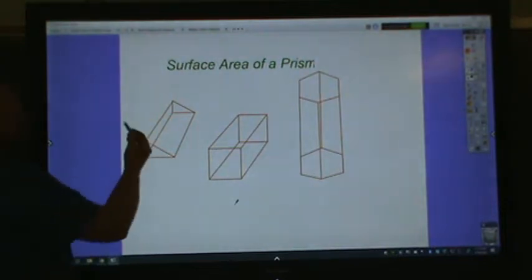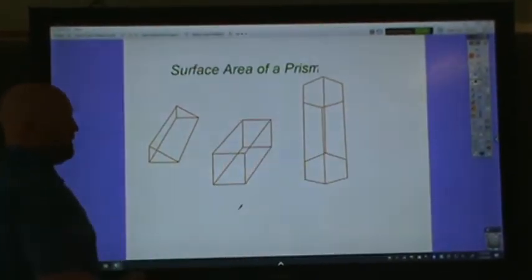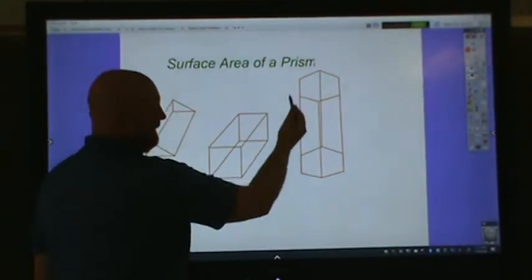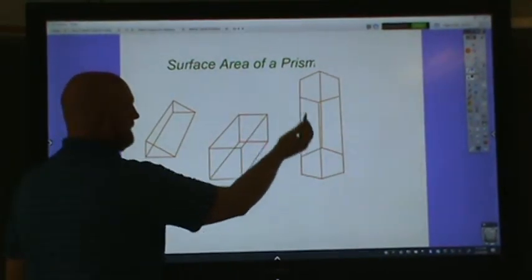A prism is named based on the shape of the bases. Over here on the left we have a triangular prism, and in the middle we have a square prism, which we more typically call a rectangular prism. On the right we have a hexagonal prism because the bases are hexagons.